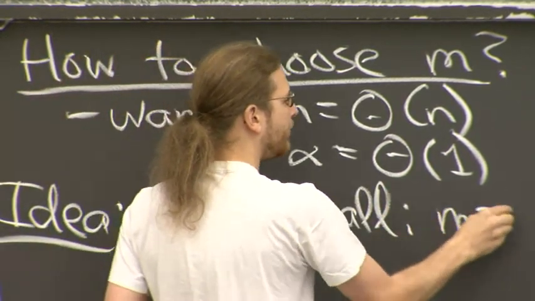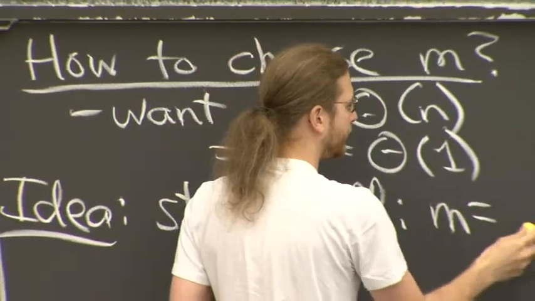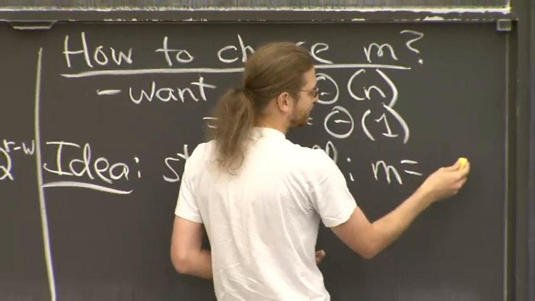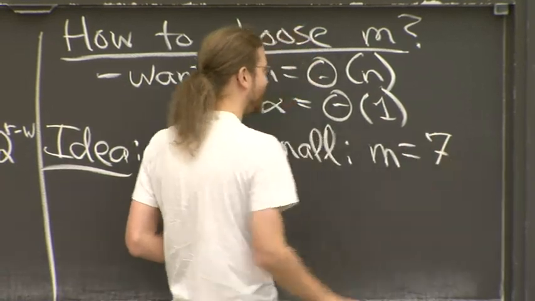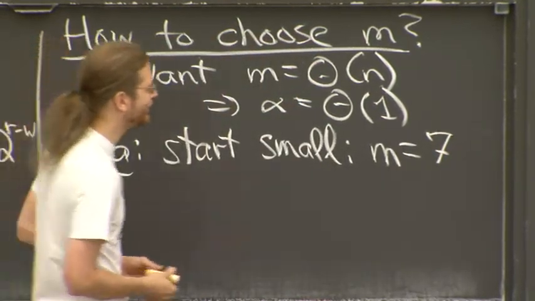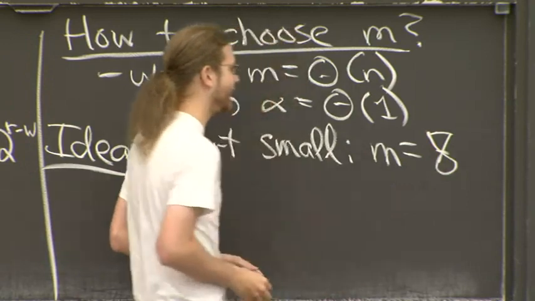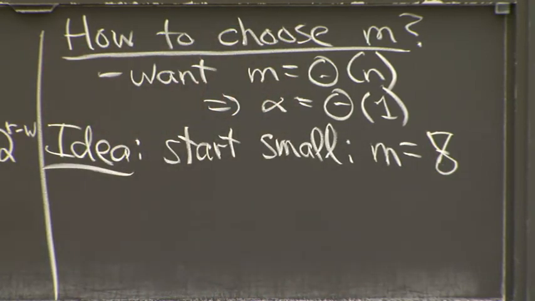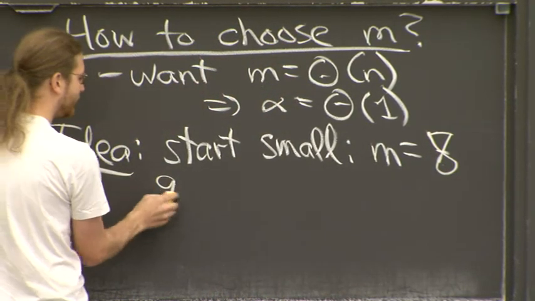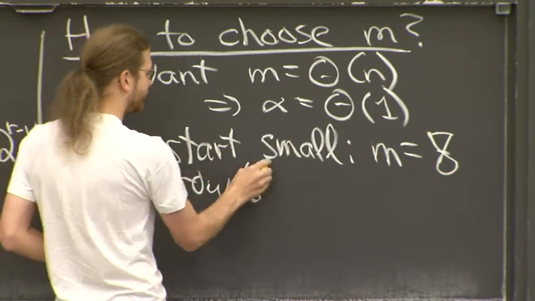We're going to start with m equal to some constant. Pick your favorite constant. 20. My favorite constant, 7. Probably I want it to be a power of 2, but what the hell. And then we're going to grow and shrink as necessary.